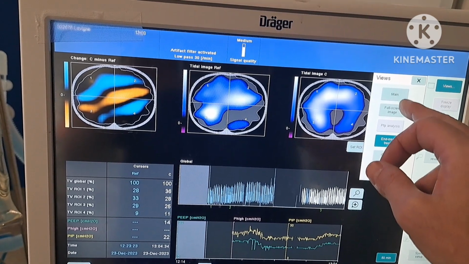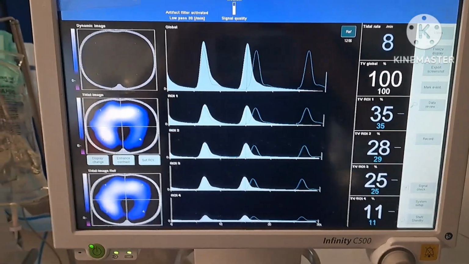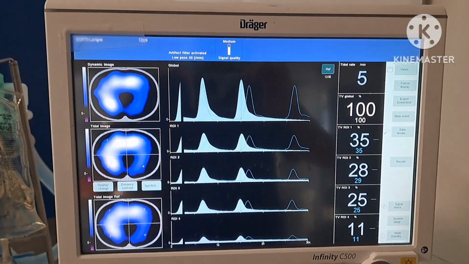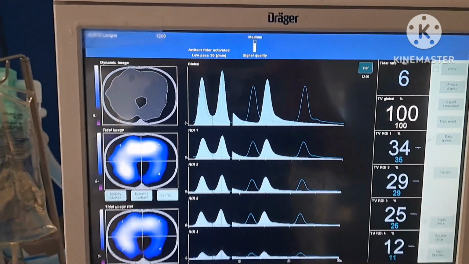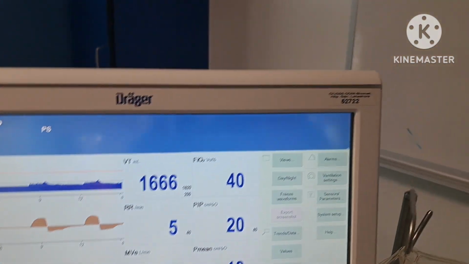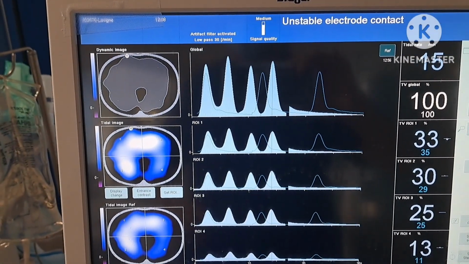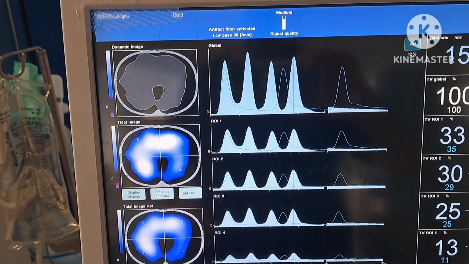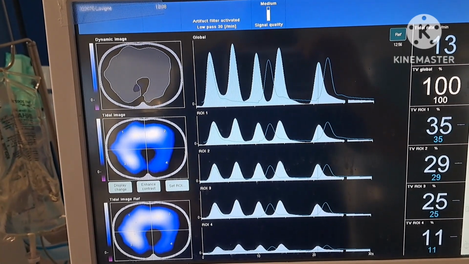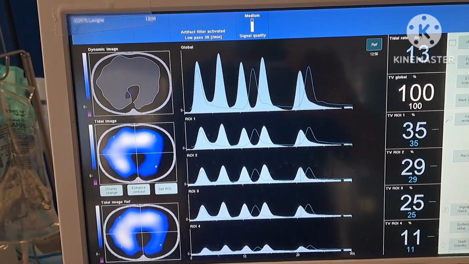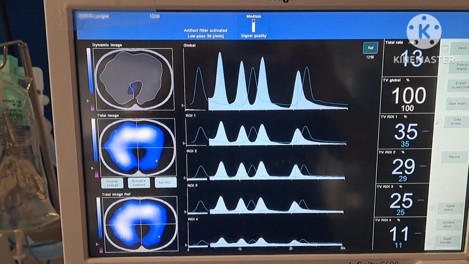And go back to the main view one last time. And we will put the optimal PEEP for this patient, I believe, at 10 or 12. He's at 12 right now. It's at 10 right now. I would say 10 to 12 is acceptable.